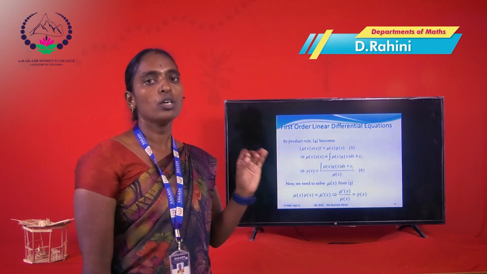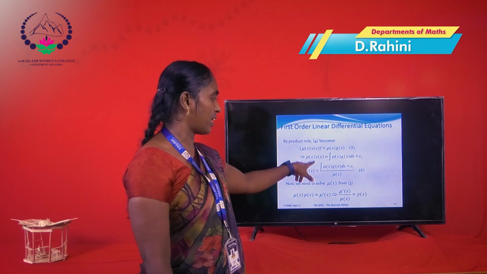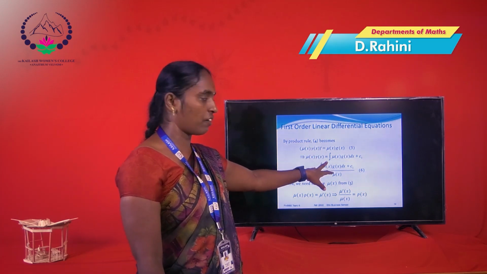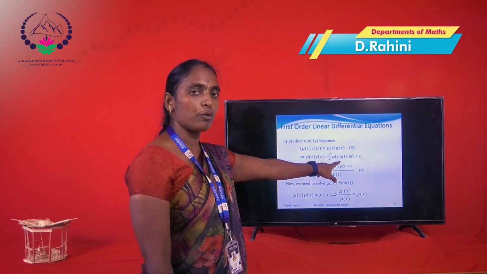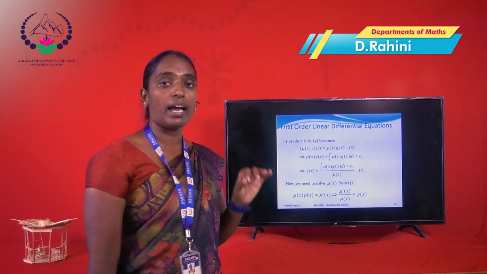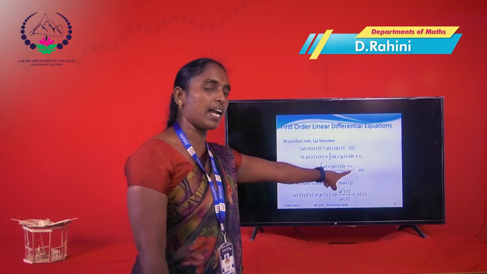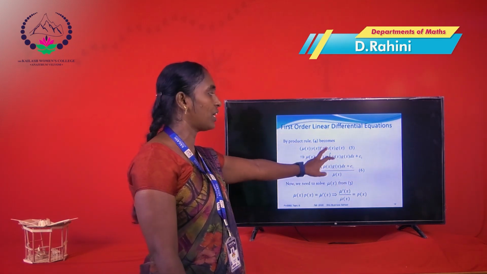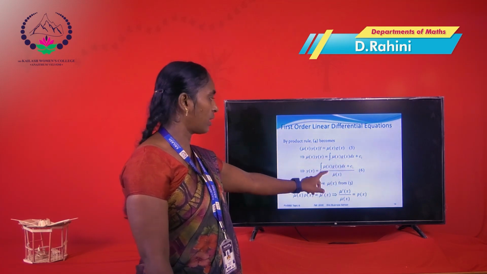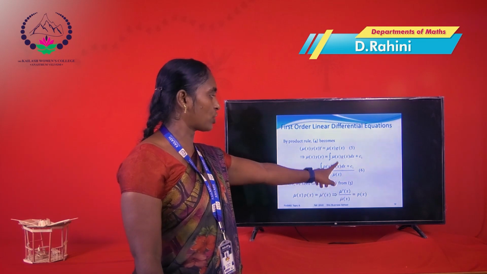Next we have to integrate this equation, which implies mu(x) y(x) = integral of mu(x) g(x) dx + c1. Here we compulsorily have to add the constant term, so we add c1 as the constant term of equation number 5. Next we divide this equation by mu of x, and we get equation number 6.